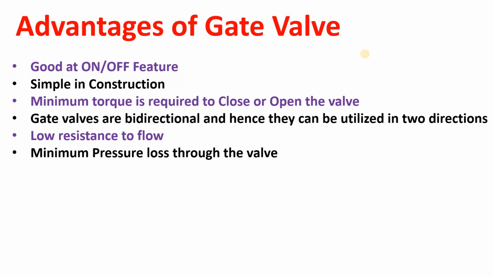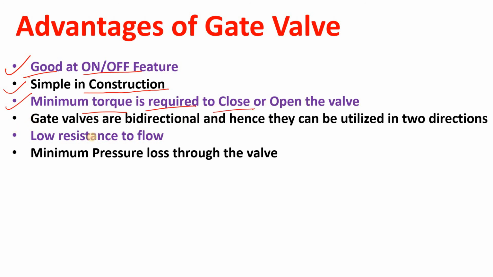Now let's see the advantages of the gate valve. That is very important. The first advantage of the gate valve is that it is very good to use for the on-off feature. We have already discussed it, and it is very simple in construction. There is no complexity to design it. That's why it is widely used in refineries, fertilizer plants, water treatment plants, and power plants. The third reason is that minimum torque is required while you are opening or closing it.